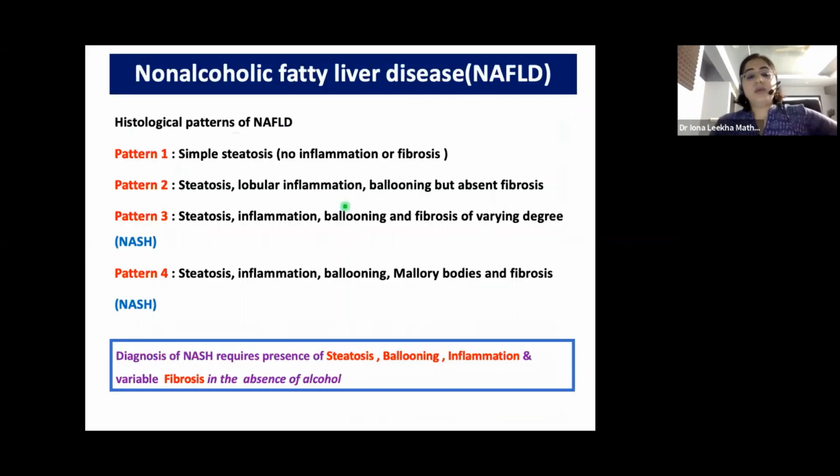Now, coming to non-alcoholic fatty liver disease, there are various patterns. Pattern 1 is simple steatosis where there is no inflammation or fibrosis. Pattern 2 is steatosis with lobular inflammation and ballooning, but absent fibrosis. Pattern 3 and 4 constitute NASH. The diagnosis of NASH requires the presence of steatosis, ballooning, inflammation, and variable fibrosis in the absence of alcohol.